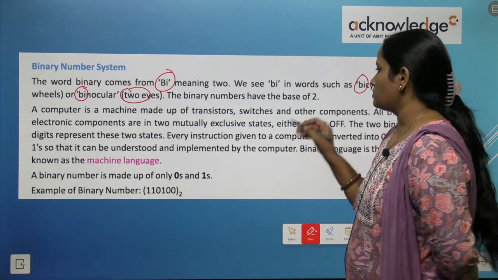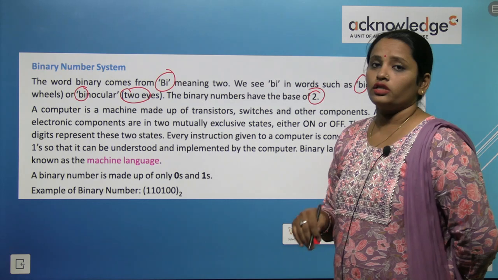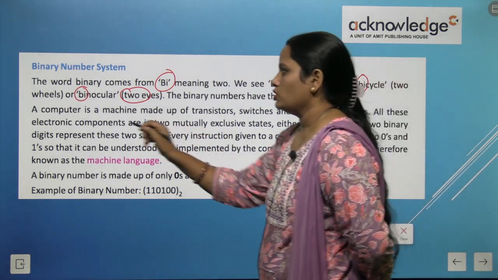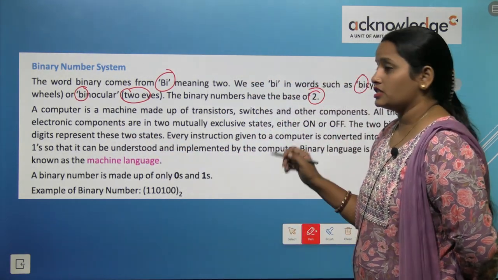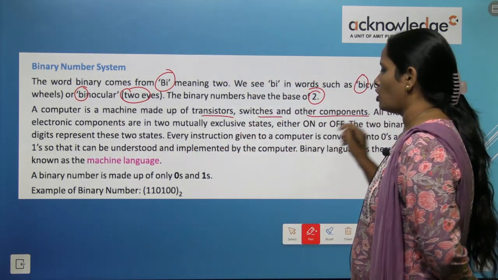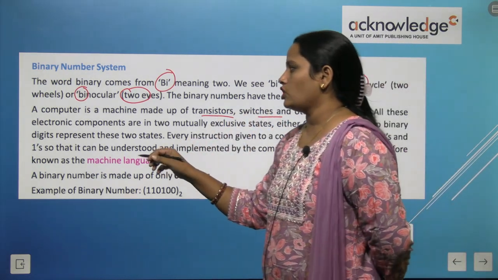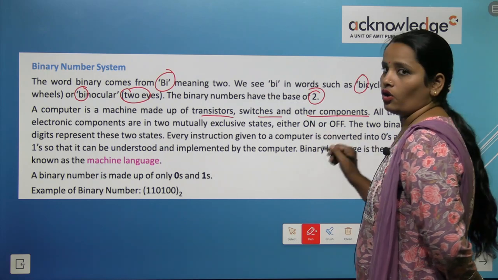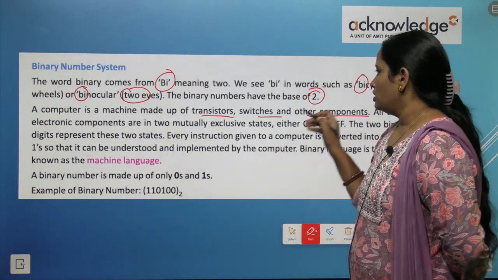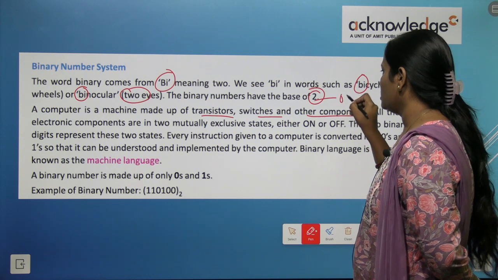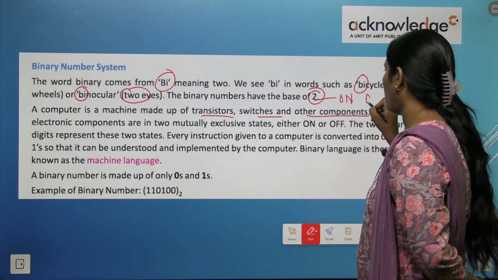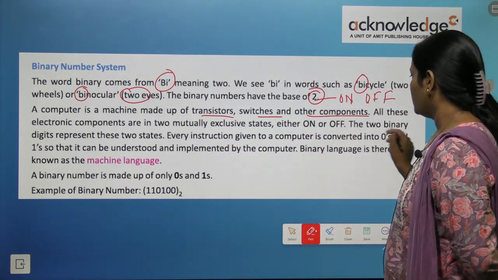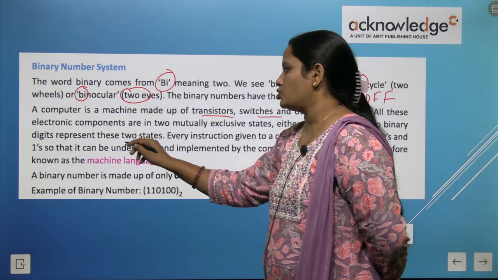The binary number system has the base of 2. In the decimal number system we have base 10, and here in the binary number system we have base 2. The computer is a machine made up of transistors, switches and other components. All these electronic components are in two mutually exclusive states, either on or off. So this base means the computer is either in the on or off state.